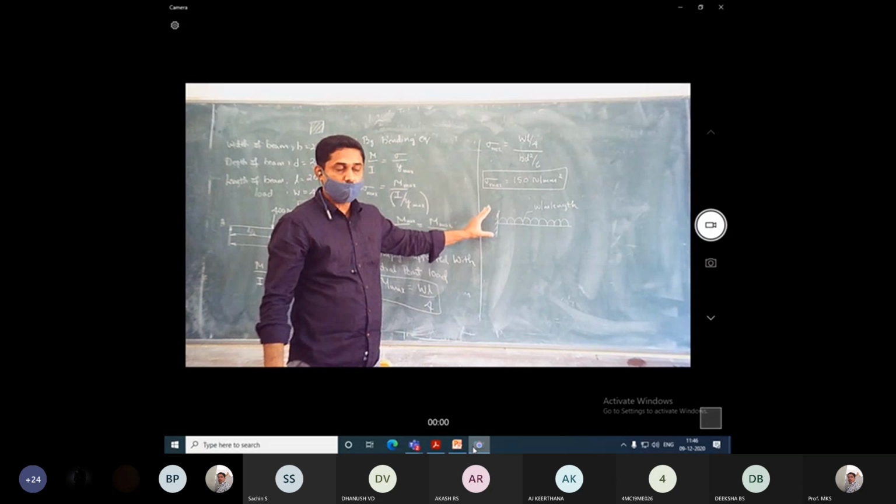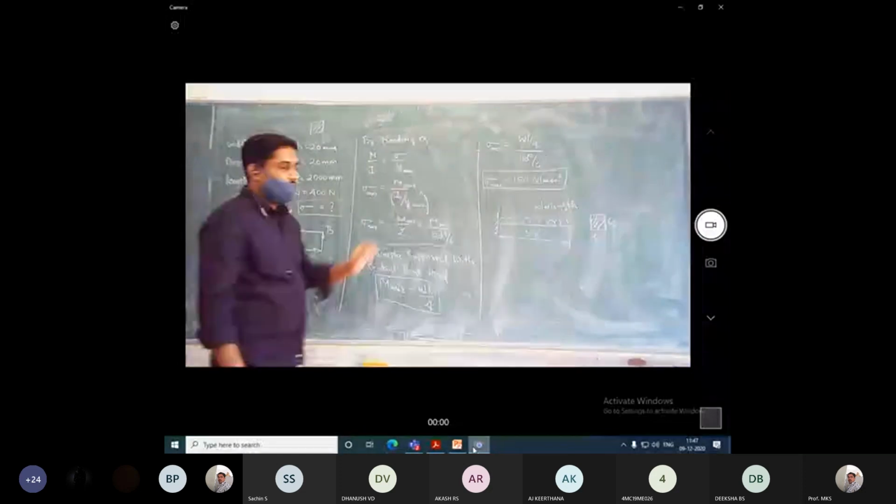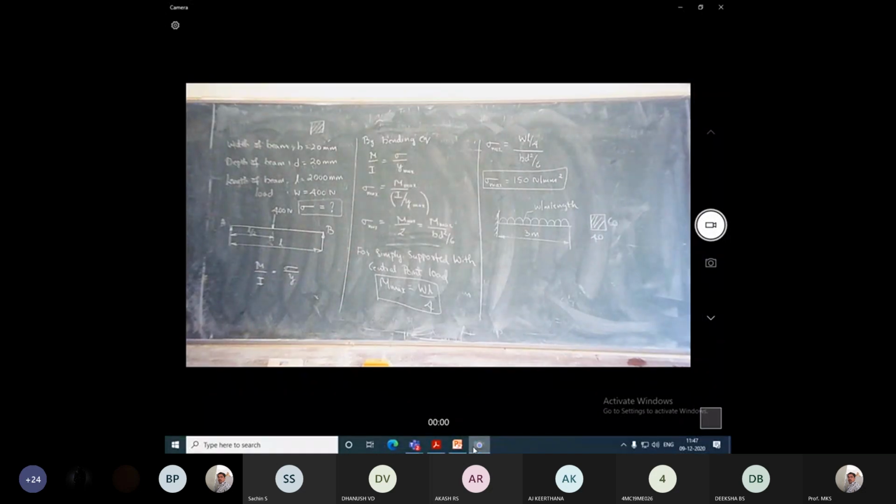what load will break a cantilever beam of the same material, 40 mm wide, but the beam cross section is different. If this cross section is 40 by 60, width and depth, and the length of the beam is 3 meters, you need to find the load W. So what is the load that is acting on the beam? That has to be found.